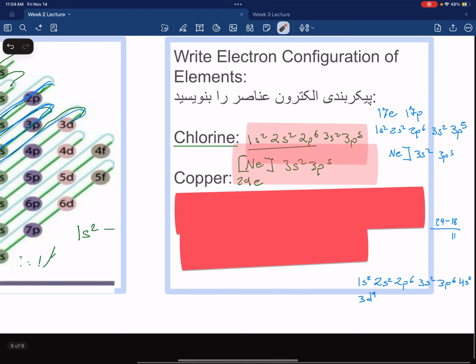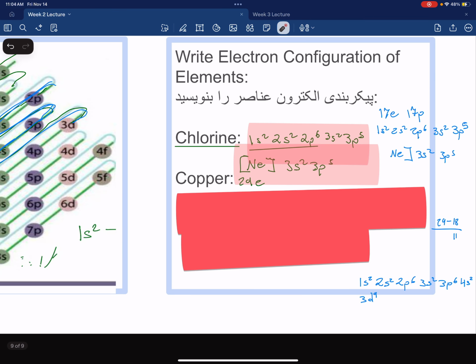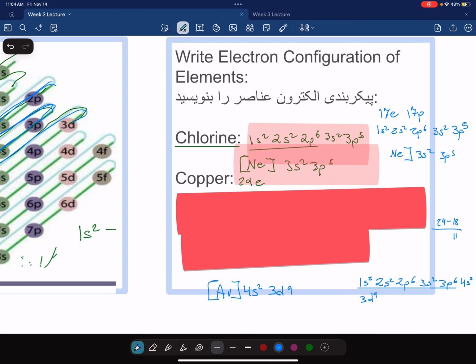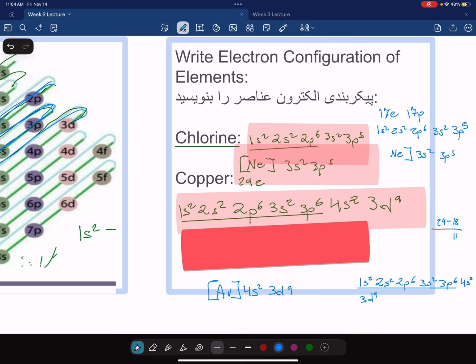So we can just replace this entire thing, which is 18 electrons, with just Ar. And then we can continue with 4s2 and 3d9. So it's going to be 4s2, 3d9. And that's going to be our final answer. So let's go ahead and double check with our answer over here and see if that's correct. Okay, we got this part correct. And we got this part correct.